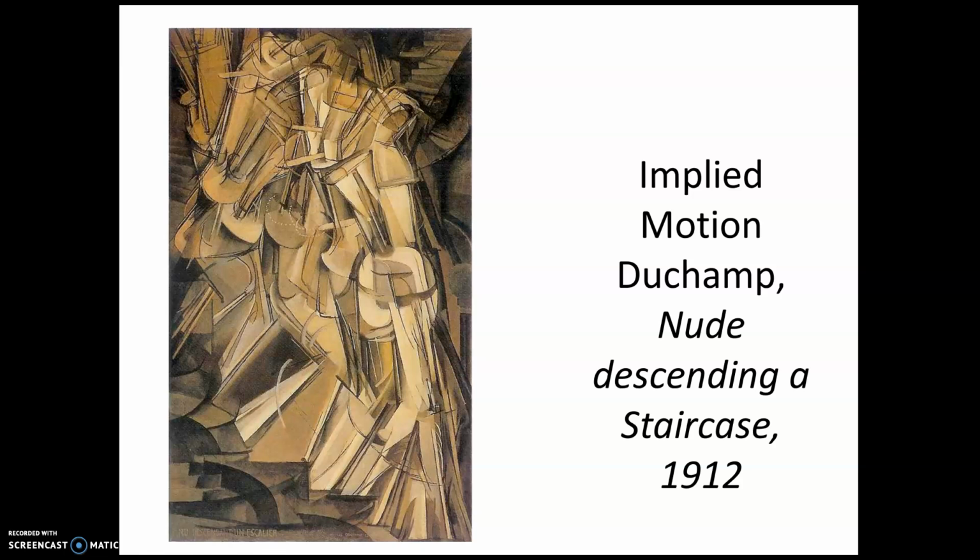And then this is implied motion in a painting. This is Duchamp, Nude Descending a Staircase. So we know that this is one single person because of how closely it is together. 1912. Again, this was pretty revolutionary during its time, showing time and motion, implied motion in an art piece. And also what I love about this is it's kind of unisex, genderless.